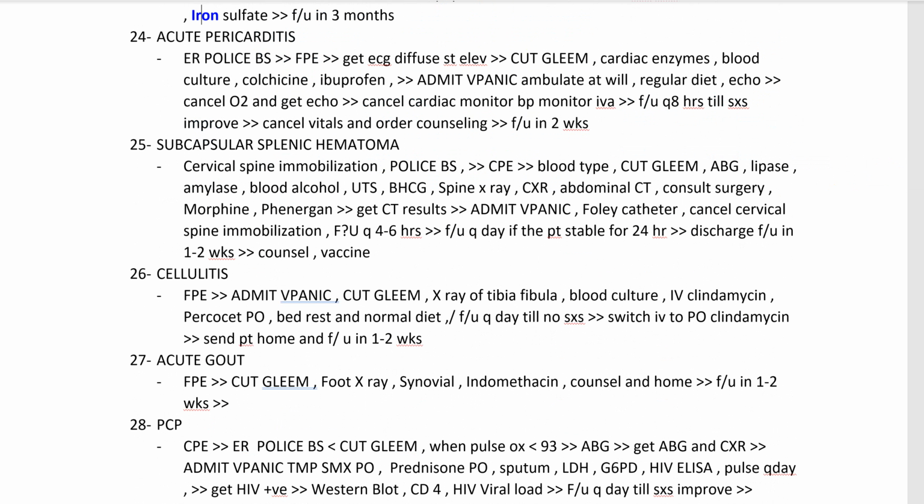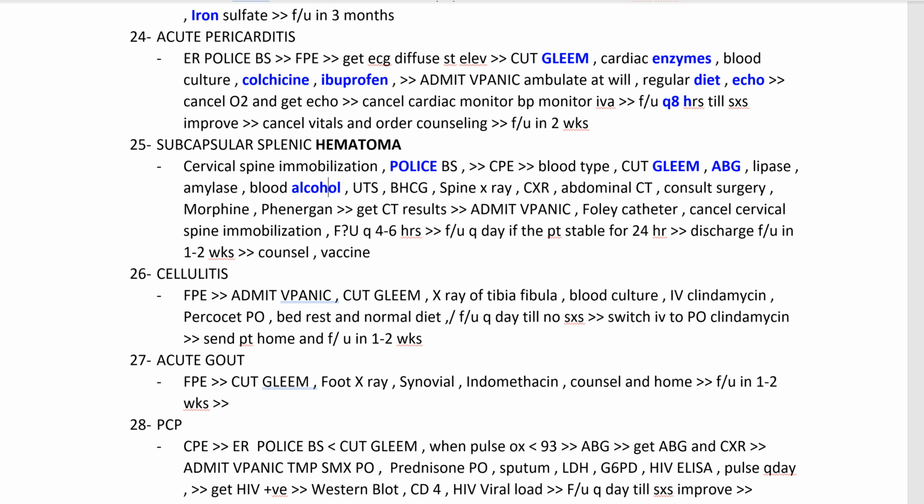Acute pericarditis, you want to do the EKG, PoliceBS, cardiac enzymes. You want to give colchicine, ibuprofen, and then order a regular diet. You want to order the echo, and then follow up every 8 hours. Subcapsular hematoma, you want to do the PoliceBS, EKG, ABG, lipase, blood alcohol, urine toxicology, beta HCG, spine X-ray, abdominal CT, treat the symptoms, give analgesics, and then you just follow up.